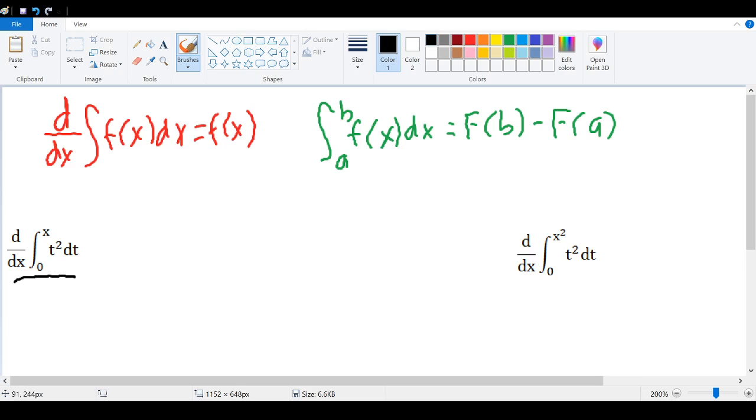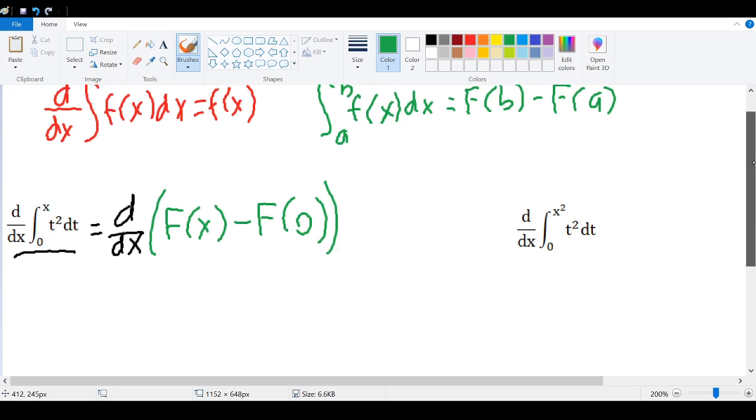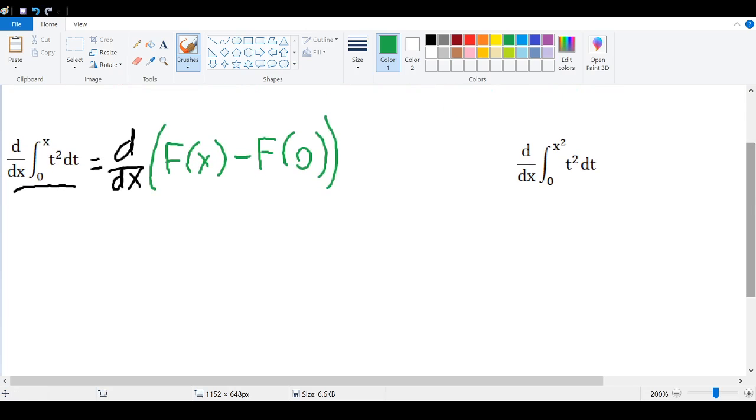Can we simplify this? Well, the derivative stays the same, but now let's apply the second fundamental theorem of calculus. This is equal to, and I'm going to write it like this, capital F of x minus capital F of 0. And now let's remind ourselves of what capital F of x is. Capital F of x is equal to the integral of little f of x dx. And little f of t is equal to t squared.